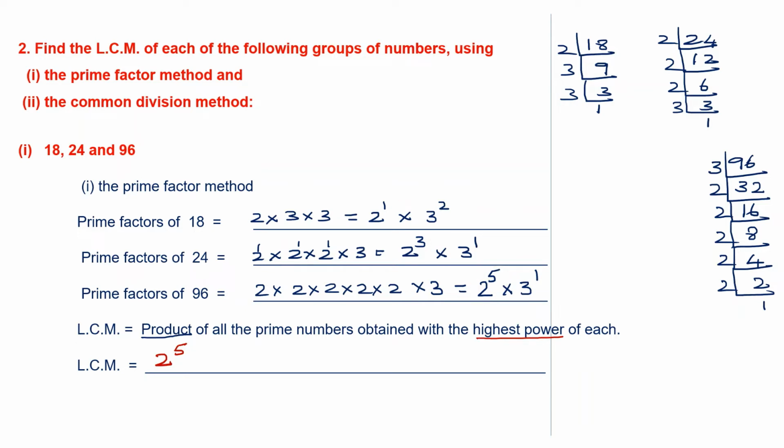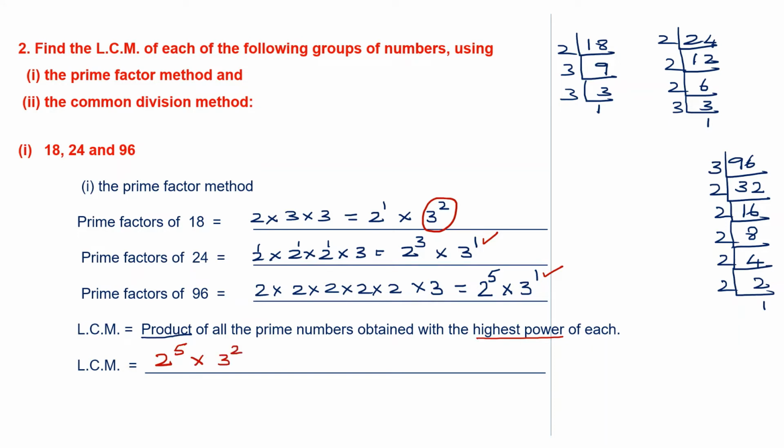So now let's take 3. Now 3 raised to the power of 2 I have there, then 3 raised to the power of 1, then 3 raised to the power of 1. Which is the highest power? 3 raised to the power of 2. So this is what I'm going to take, 3 raised to the power of 2.